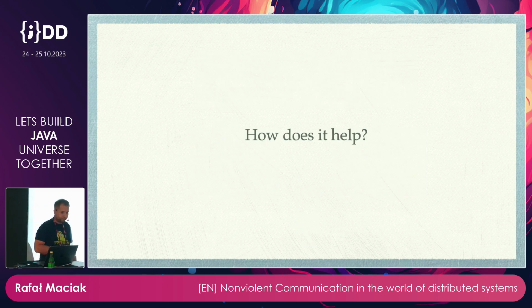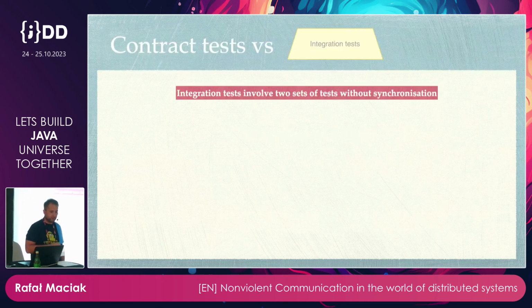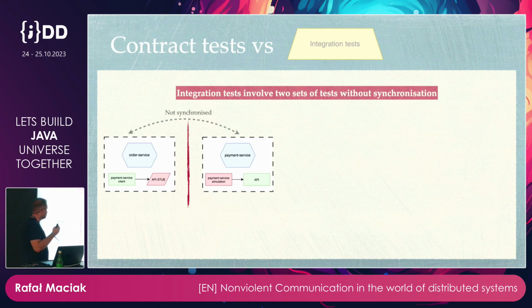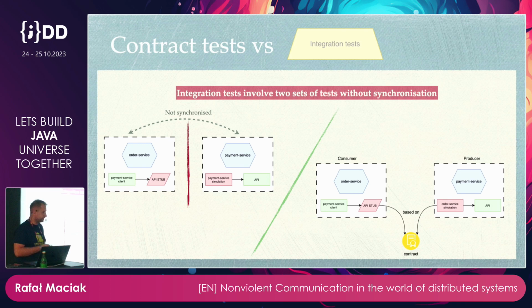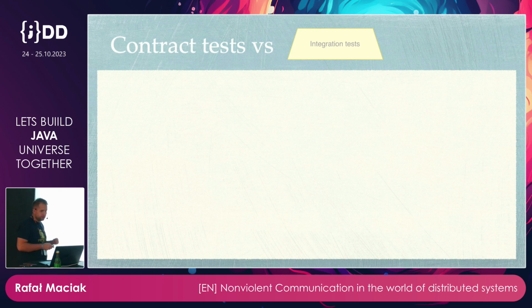How does it help? So for that, I will return back to the issues that I defined against the integration test and end-to-end tests. So, the first one was that using only integration test, there must be like two sets of tests without any synchronization. So, I think that you already feel that this synchronization is ensured by the contract. So, we have the contract between these two entities.